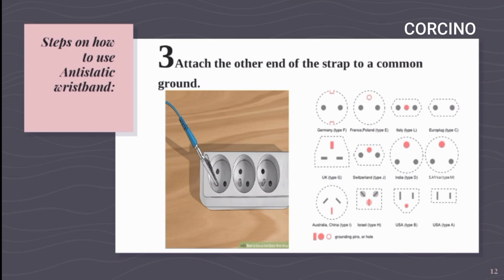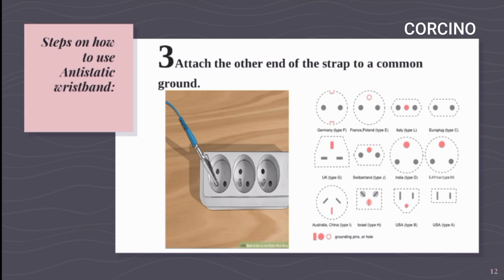Third is, attach the other end of the strap to a common ground. At the other end of the cord attached to your wrist strap is an alligator clip or a clip that you can use to connect yourself to a common ground. At a static-free workstation, a common ground point will be noted by a symbol that looks like a black and white target. There may simply be a sign that says common ground.